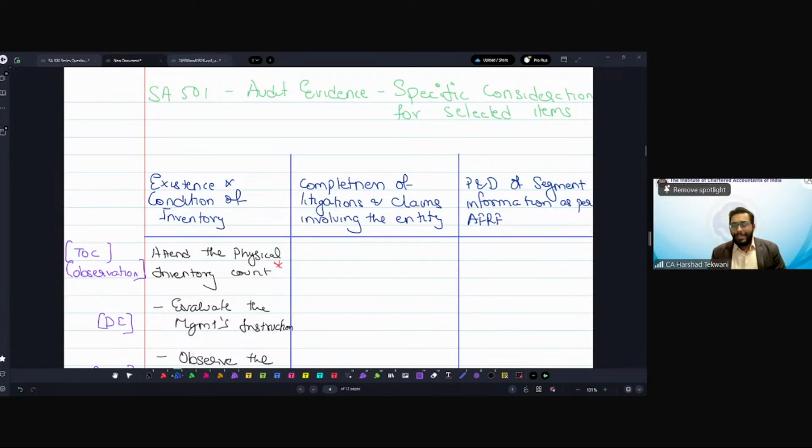Now let's jump to the next topic, which is completeness of the litigations and claims involving the company. Sir, is there any case where we get the confirmation from the third party and the confirmation is not reliable? It can also happen, no? Yes. You can have a doubt over the reliability of the confirmation.